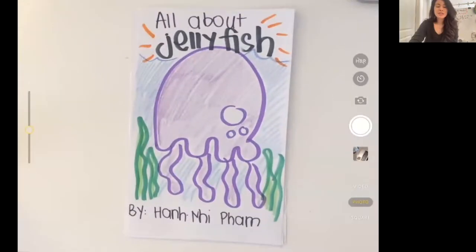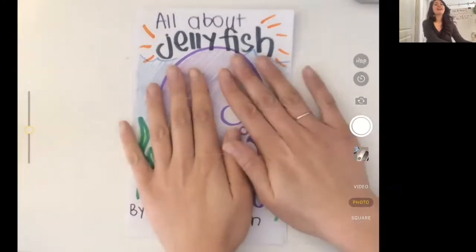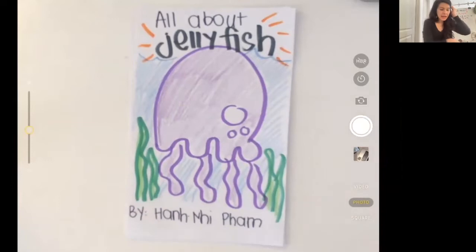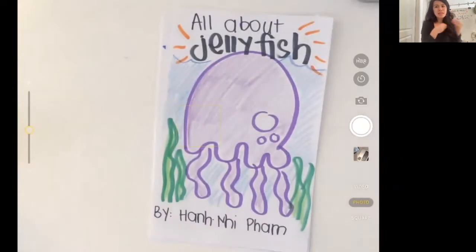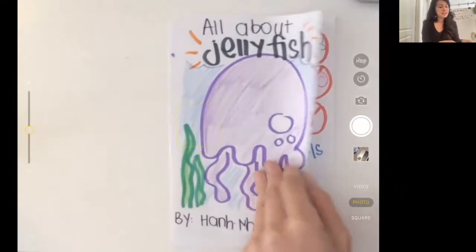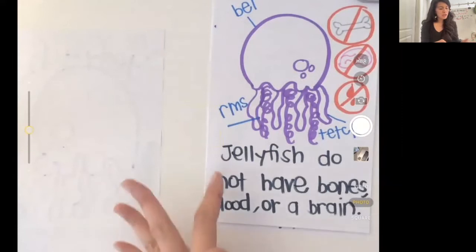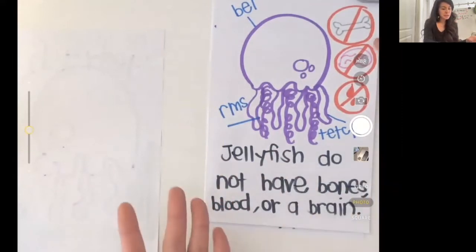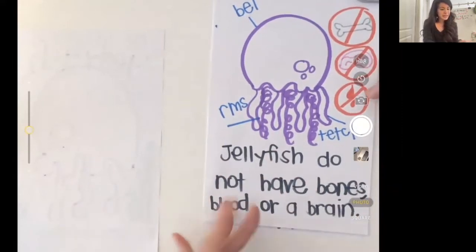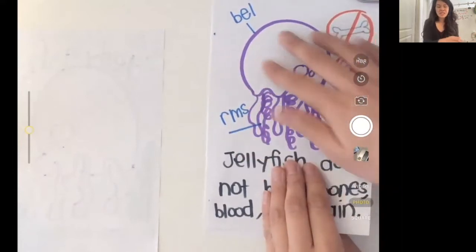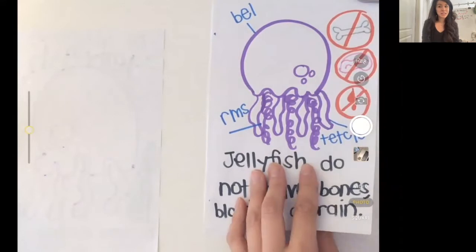Alrighty, writers. So I have my book that I started writing, my informative book all about jellyfish. And I'm actually going to go back to see what is the important information that I taught my readers throughout the book. So let's take a look at what I have so far. My first page was talking about how jellyfish do not have bones, a brain, or blood. Okay, so I talk about the body parts, the different parts of a jellyfish. That's one important thing that I talk about.